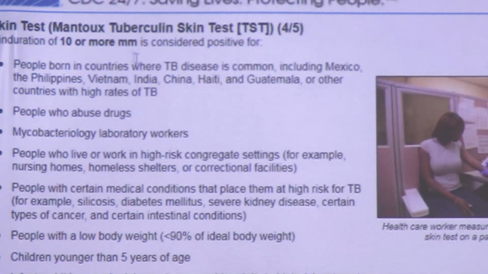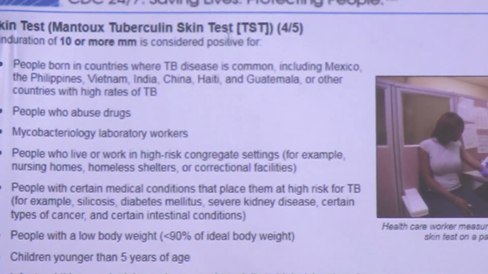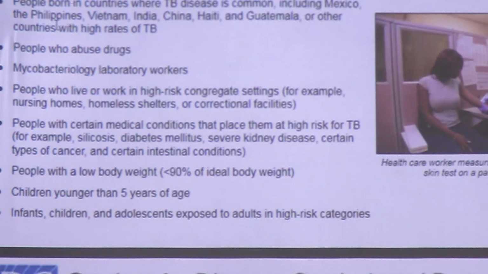If the induration is 10 mm or more, we consider it as positive in which type of people? People born in countries where tuberculosis is endemic, and you can find the name of a country over here. This is for immune competent people. Others would be people who abuse drugs, people working in the laboratory handling tuberculosis samples and cultures, people living with high risk disease like diabetes mellitus, renal diseases. This is important. People who are malnourished, both children and adults.